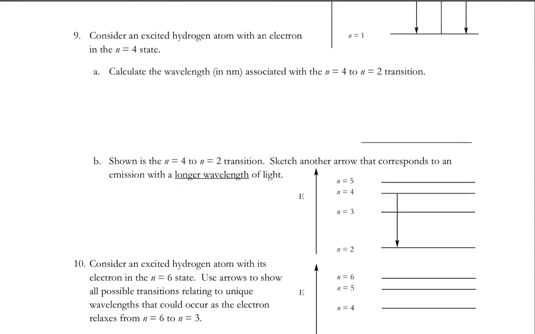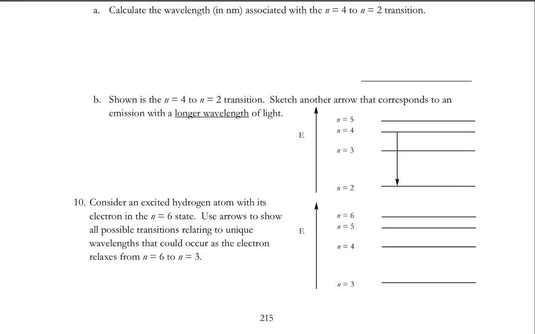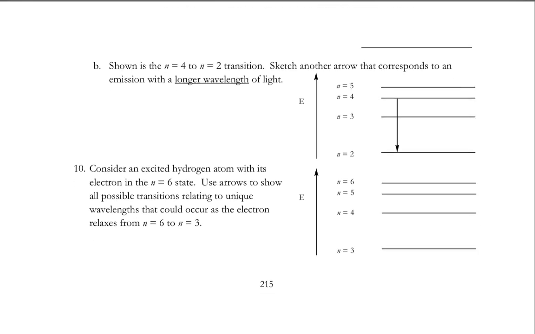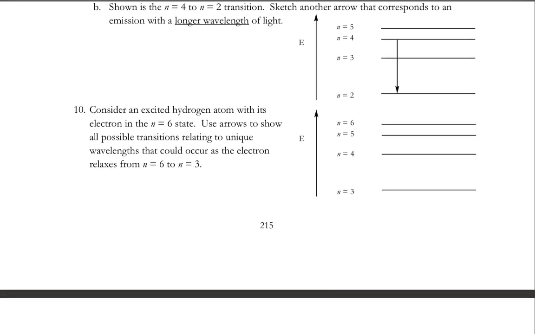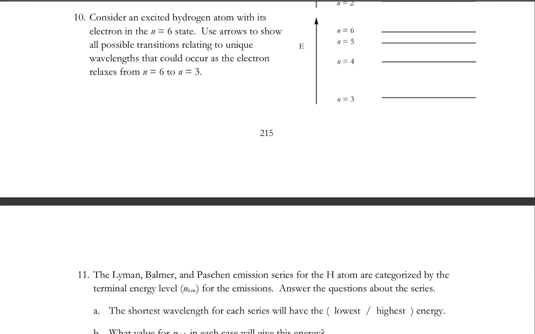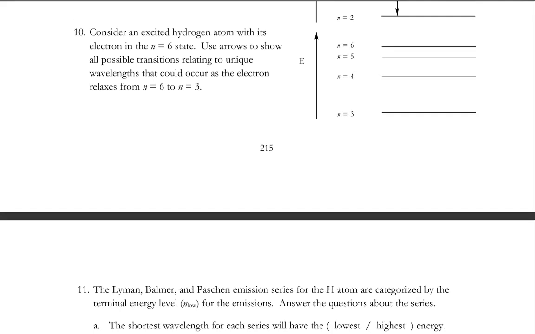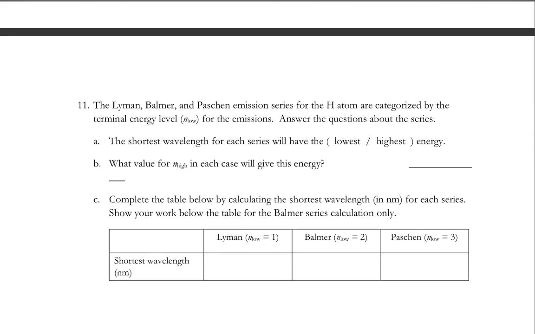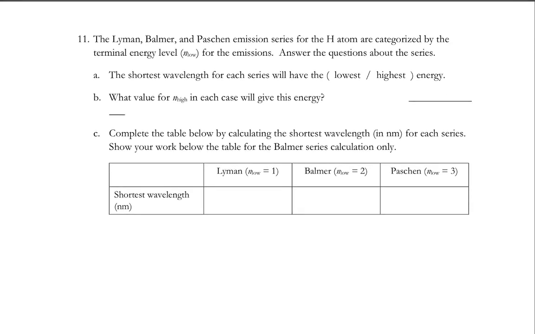And problem 9, hydrogen atom in the n equals 4 state, and then you're calculating the wavelength associated with the 4 to 2 transition, and you're answering question B as well. Now you have in question 10, n equals 6, and making another calculation, drawing arrows, and so on. Actually, you don't need to make a calculation for 10, you just need to draw arrows answering the question. Question 11, so that refers to the series that we saw on page 210 of the introduction, those 3 different series. And so take a look at those and answer these questions.